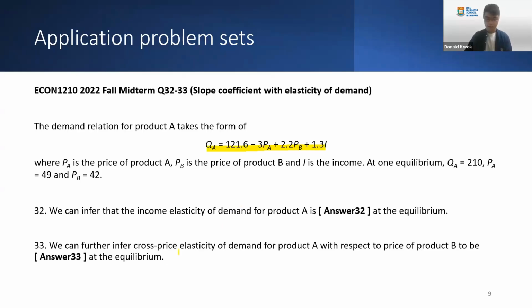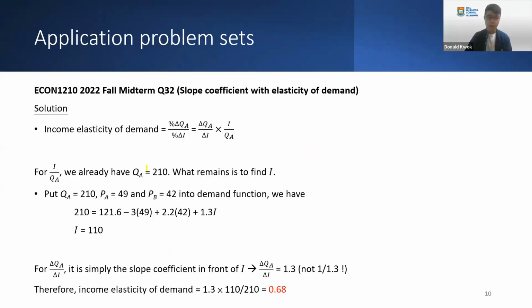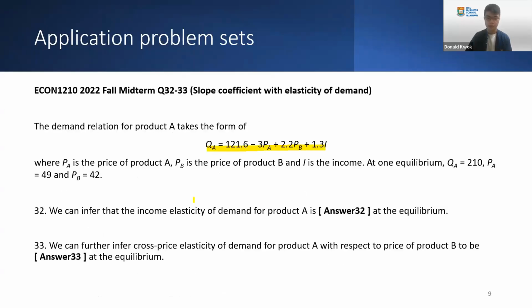So how can we do that? Recall that income elasticity can be calculated as follows: delta QA over delta I times I over QA. For the first fraction, delta QA over delta I, it is related to the slope coefficient. Recall that an equation of a straight line can be expressed as y equals mx plus c, where m is the slope coefficient calculated as delta y over delta x.